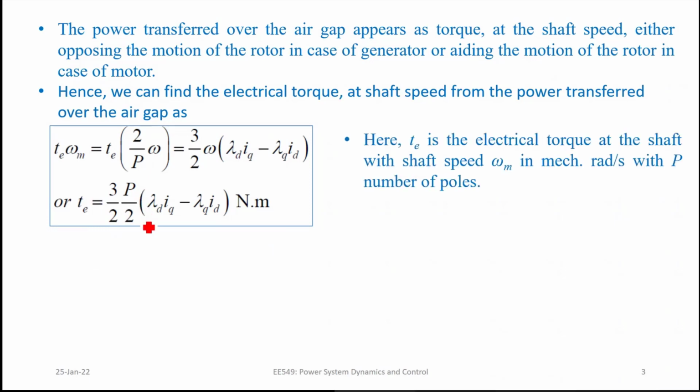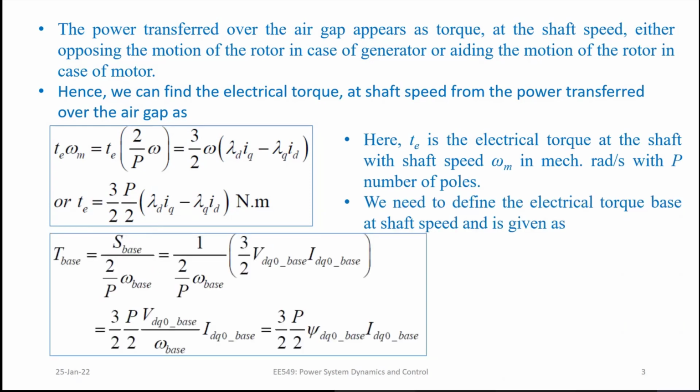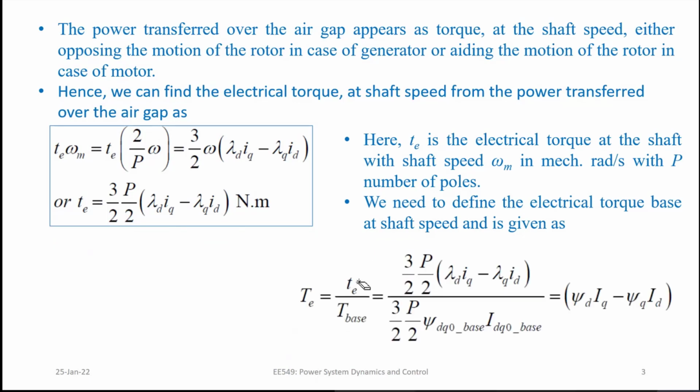Then, to convert to the per unit system, we need to find the base torque. The base torque we have derived is 3 by 2 into p by 2 into psi dq base and I dq base. To find the per unit quantity, we divide the actual torque by the base torque, and after dividing we find the equation is psi d iq minus psi q id. Up to this we discussed yesterday.